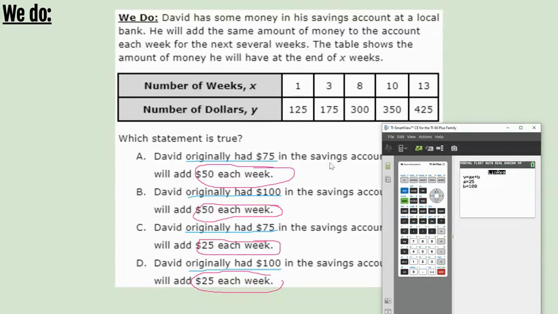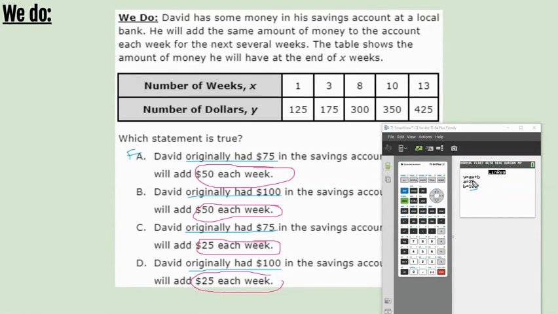And as we see, we get our slope, which is going to be 25. And our starting amount is going to be our $100. So that's just a fast way of doing it. And I just wanted to show you that way. So we can say, well, David originally had $75. No, he originally had $100 because that is our y-intercept. Okay, so that's false.